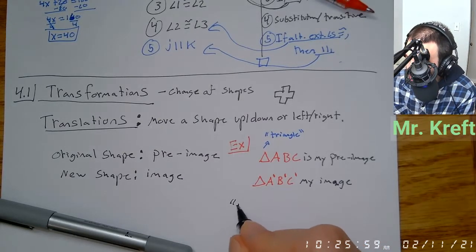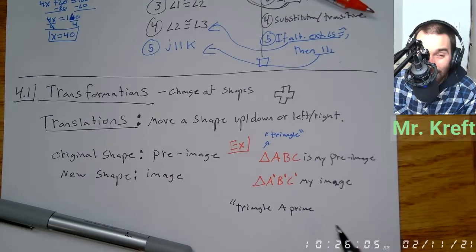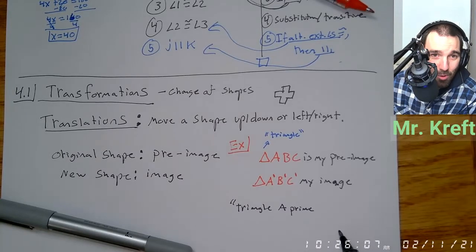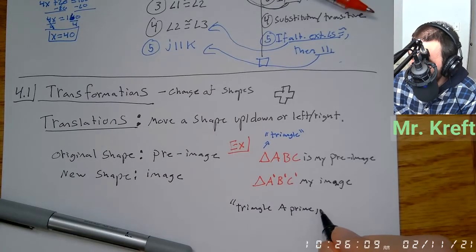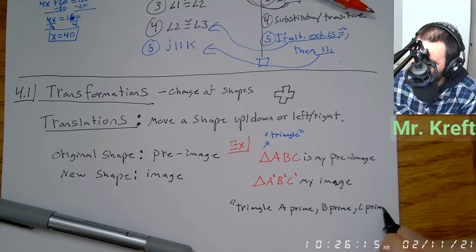You would read this as triangle A prime, like Amazon Prime, right? A prime, B prime, C prime.